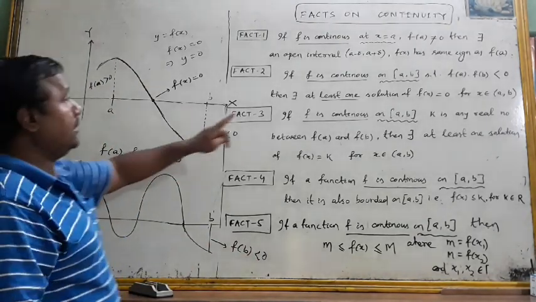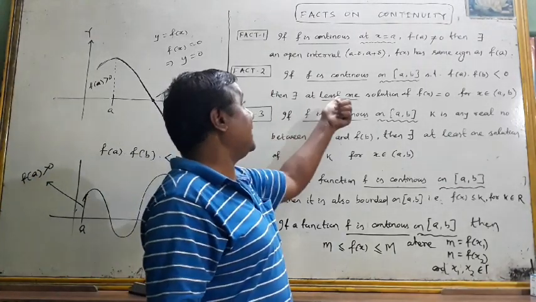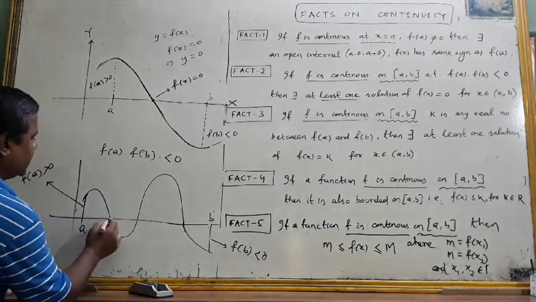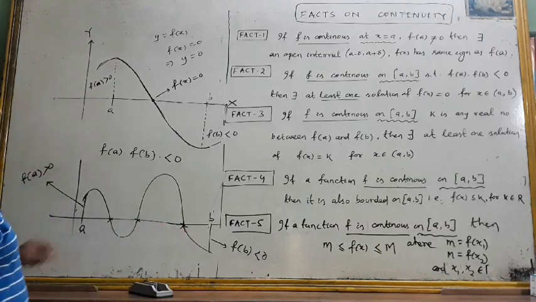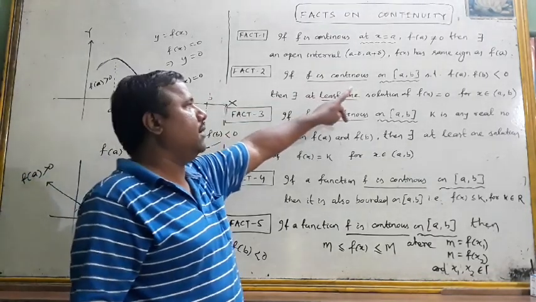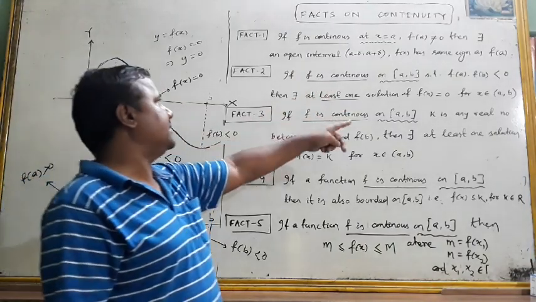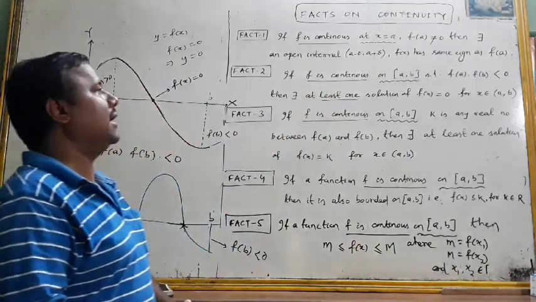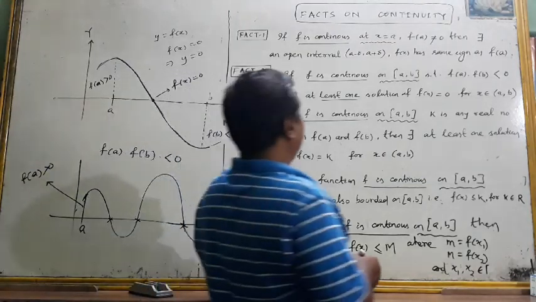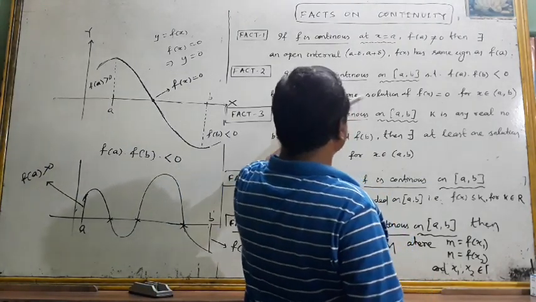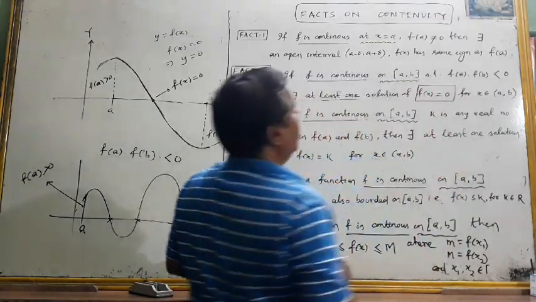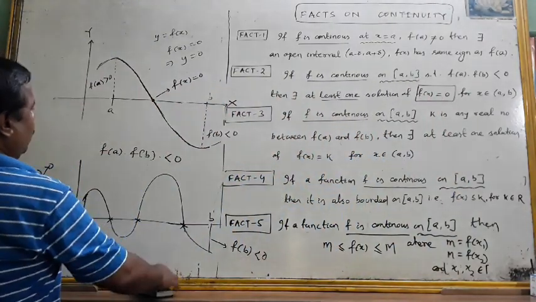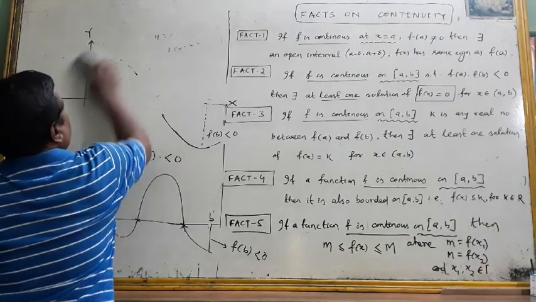Then by this fact, there exists at least one point. So here, how many points? One point, two points, three points are there. So if f is continuous on [a, b] and f(a) times f(b) is less than 0, then there exists at least one solution of f(x) equal to 0. There is at least one solution.